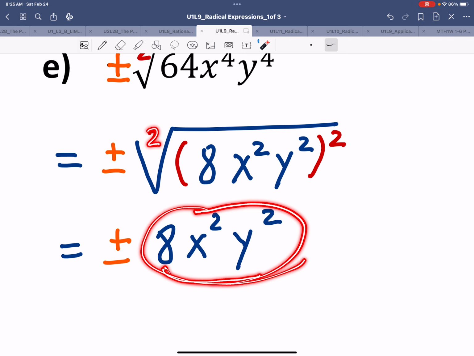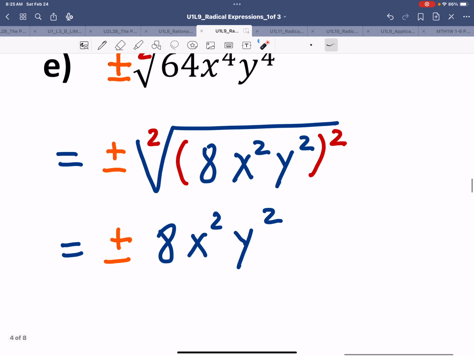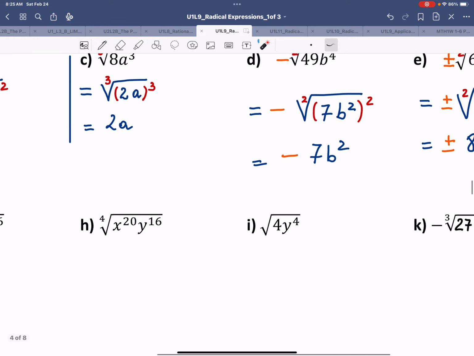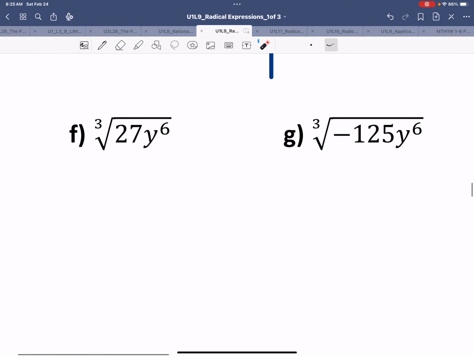This has to be positive. 8 is positive, x squared is positive for any real number x, y squared is positive for any real number y, which makes 8x squared y squared positive. So let's continue with one more question.